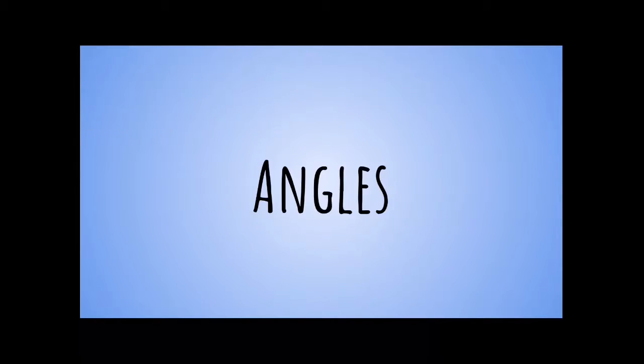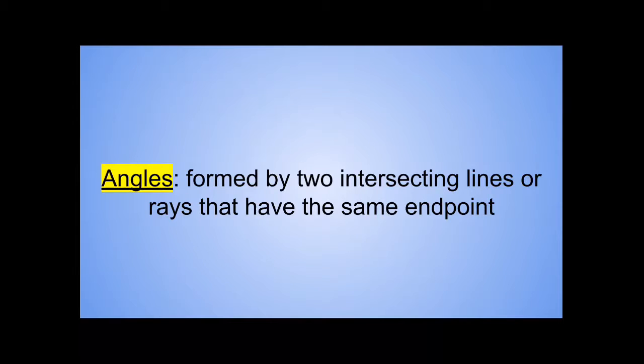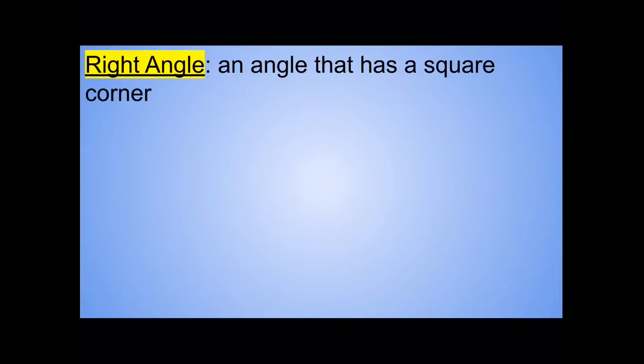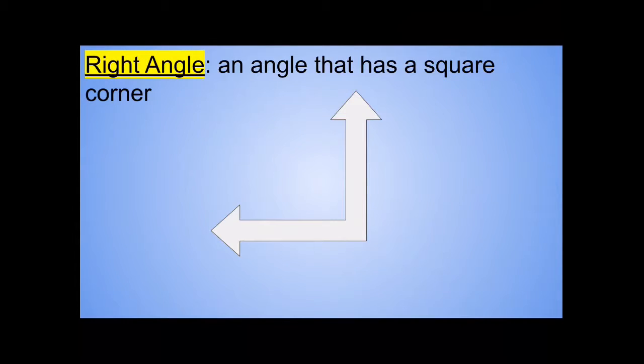So now let's talk about angles. Angles are formed by 2 intersecting lines or by rays that have the same endpoint. Angles are given different names depending on their measure. So let's take a look at what those would look like. Our first type of angle is called a right angle. A right angle is an angle that has a square corner. A right angle looks something like this.